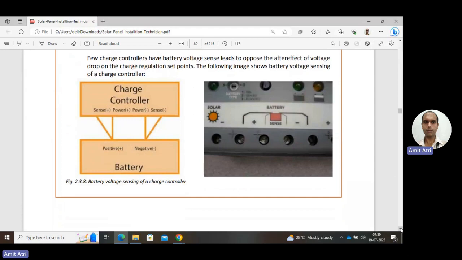Now, a few charge controllers have battery voltage sense leads to oppose the after effect of voltage drop on the charge regulation set point. It is shown here in the image of the charge controller. The sense power leads, both positive and negative, are connected with the battery, so it is sensing the voltage of the battery.